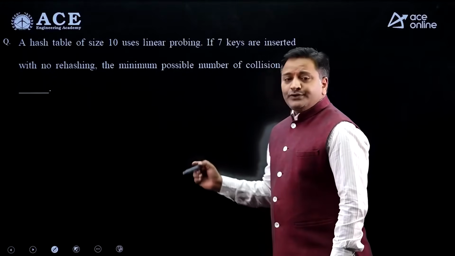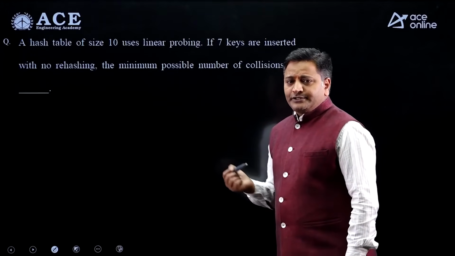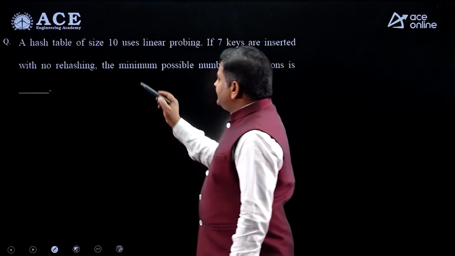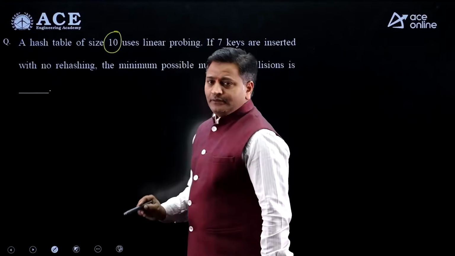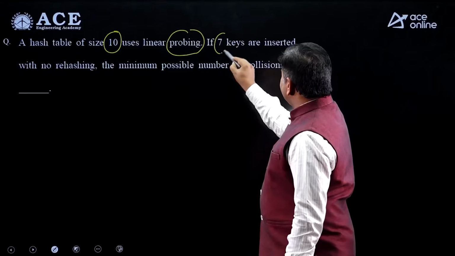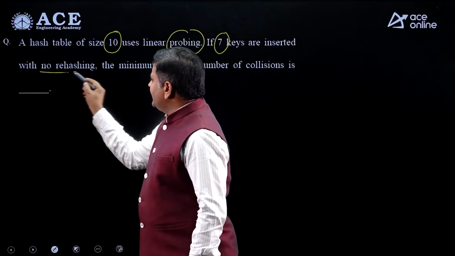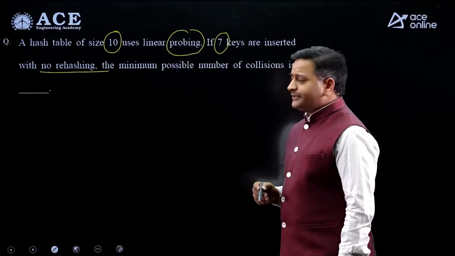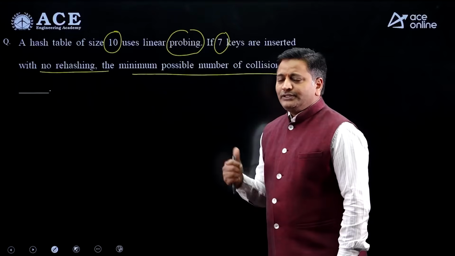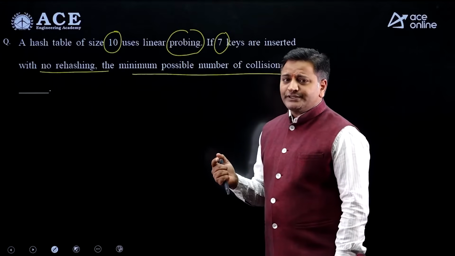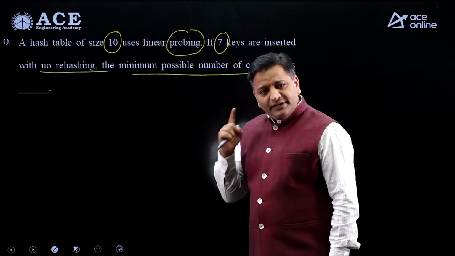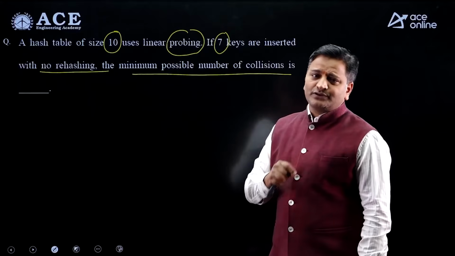Next, this question is based on the hashing concept where they are using linear probing to resolve collisions. There is a hash table of size 10 which uses linear probing. If 7 keys are inserted with no rehashing, then what is the minimum possible number of collisions? This is one of the trap questions. Generally students think, will they ask this type of simple question in the exam or not? No, definitely they will ask this type of question also to test the psychology of the students, okay?